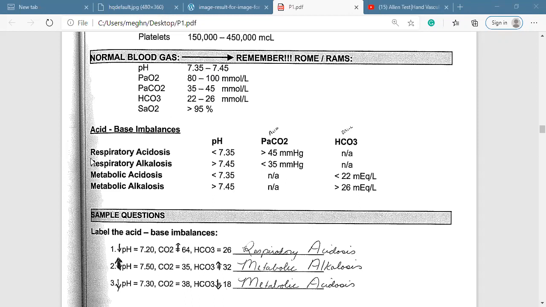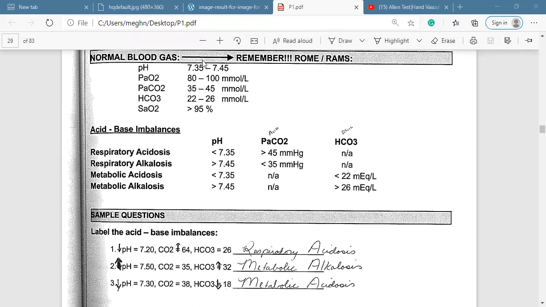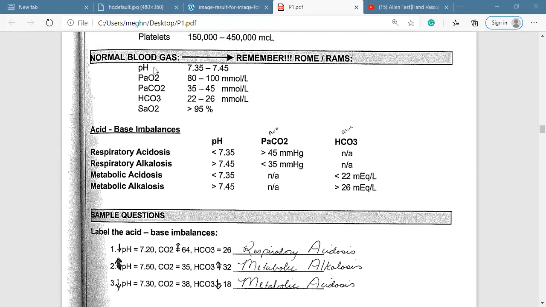So options like A, respiratory acidosis, B, respiratory alkalosis, C, metabolic acidosis, and D, metabolic alkalosis. Just look at the pH range. There are 4 options, but by only looking at the pH range, you can narrow it down to 2, right? The answer is either acidosis or alkalosis, metabolic or respiratory. So I said if pH is less than 7.35, it is acidic. If pH is more than 7.45, it is alkaline.